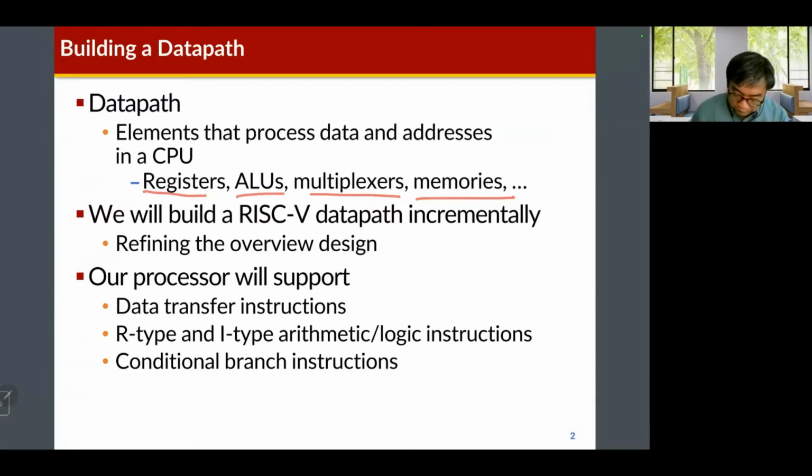So registers, ALUs, and two memories, instruction memory and data memory, are the basic data path elements in the single cycle processor. So in the second lab, you will be requested to design these data path elements.